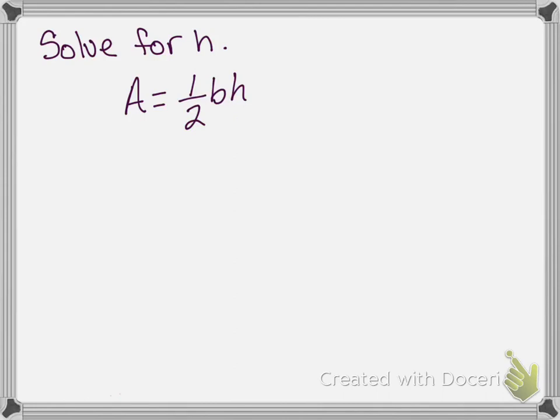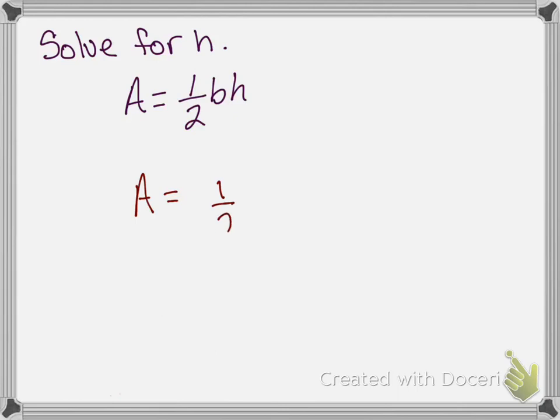Now, the difference between this one and the one before is that all of these are being multiplied together. The 1/2 is being multiplied times the b, that's being multiplied times the h. So we don't have any addition or subtraction that we're worried about. What we want to do, though, is get rid of that 1/2. And that 1/2 is being multiplied times our b and our h.